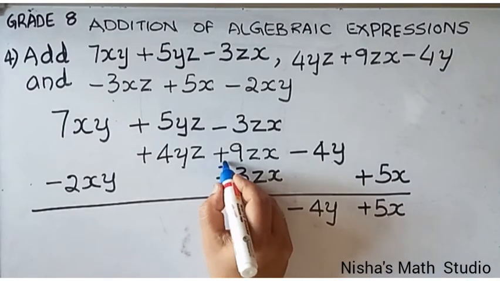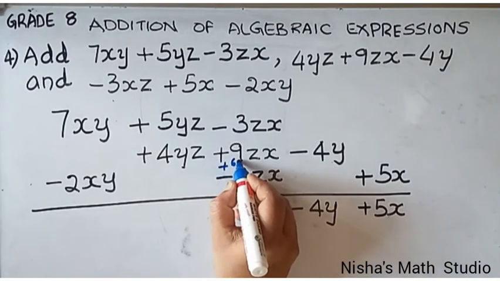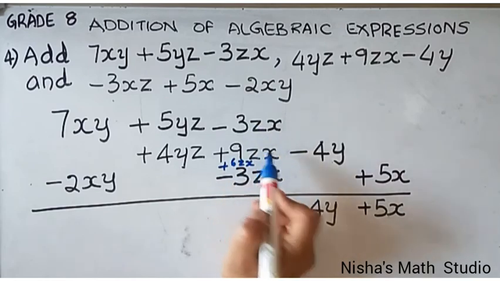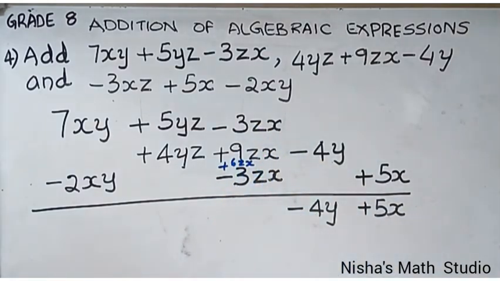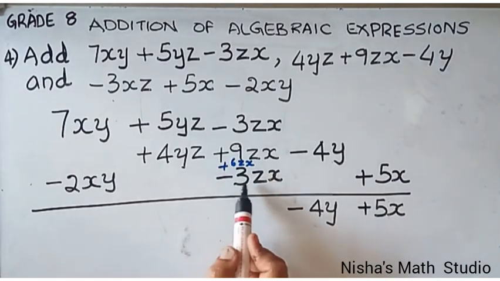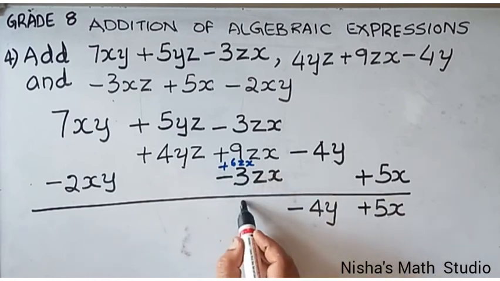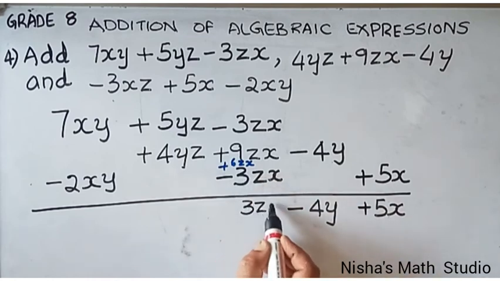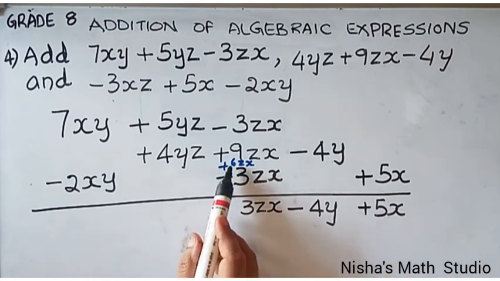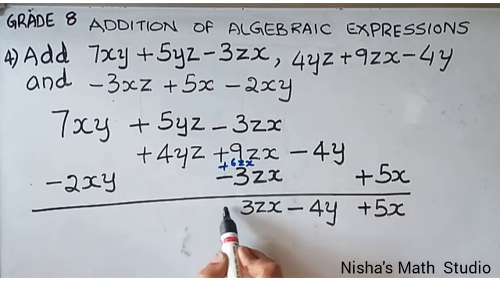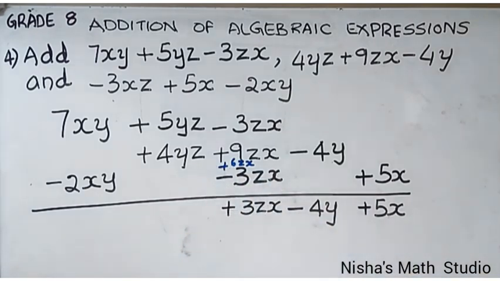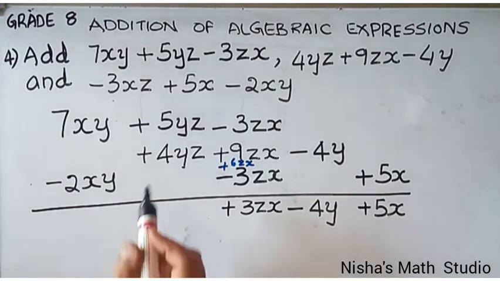Actually, when you do, you need not write it, but for your understanding, I'm going to write, when you add these two, you will get plus 6zx. Next, plus 6zx minus 3zx. One is positive, one is negative. 6 minus 3 will give you 3. Same variables. Bigger number is 6 and its sign is positive. So it is plus 3zx.